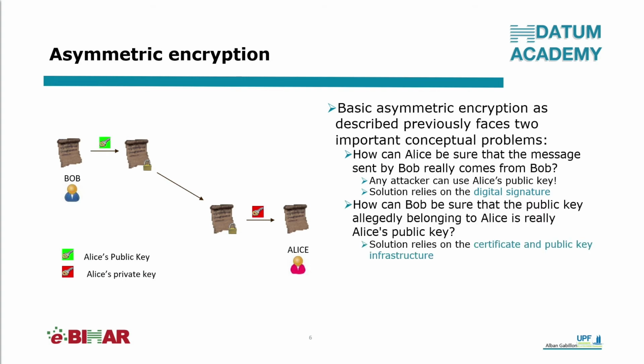The second problem is, how can Bob be sure that the public key he is using to encrypt his message to Alice is actually Alice's public key? This is the second conceptual problem of asymmetric encryption. And as we will see later in this course, the solution to that problem relies on the certificate and public key infrastructure.